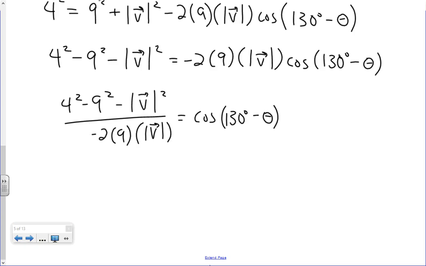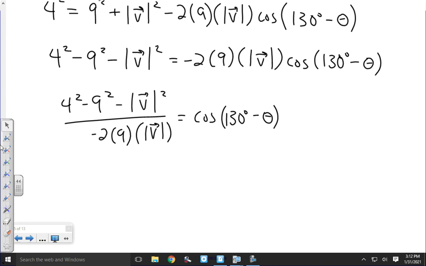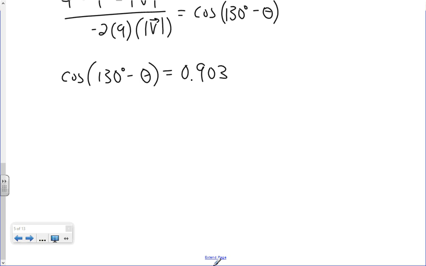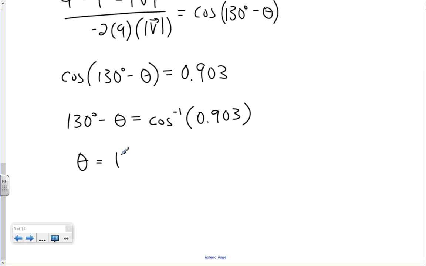I'm going to write this over here on the left side: cosine of 130 minus theta equals 0.903. And again, to solve this for theta, we've got 130 minus theta equal to the cosine inverse of 0.903. I don't have to use arc cosine because I'm looking for an angle in a triangle, so I know I'm going to pick the positive cosine inverse. I'm going to let n be 0. And now to solve for theta, theta is going to be 130 minus that cosine inverse of 0.903.